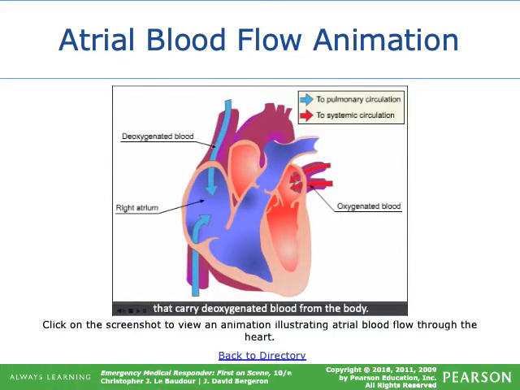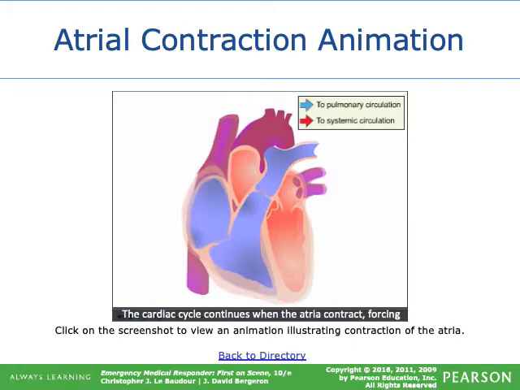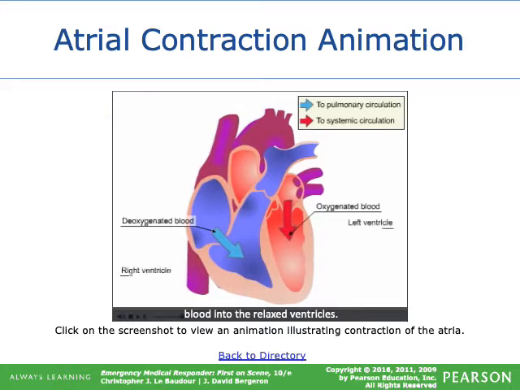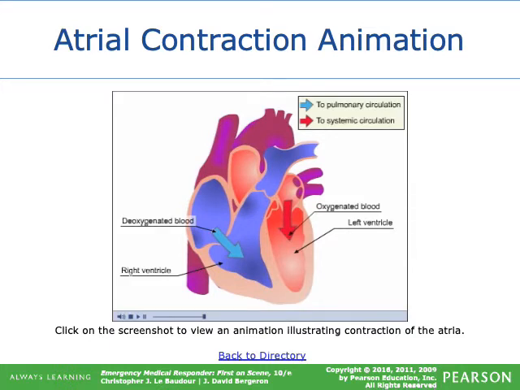The cardiac cycle begins when blood fills the atria. The right atrium is filled by veins that carry deoxygenated blood from the body, and the left atrium is filled by the pulmonary veins which carry oxygenated blood from the lungs. The atria are now filled with blood, while the ventricles are relaxed. The cardiac cycle continues when the atria contract, forcing blood into the relaxed ventricles. Valves prevent the backflow of blood.